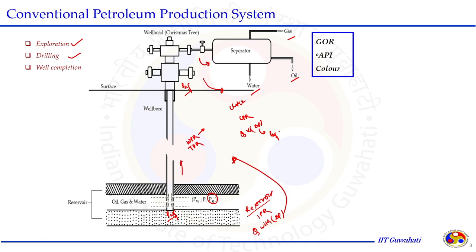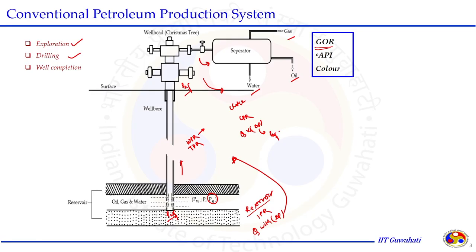The reservoir can be characterized primarily based on the GOR, that is the gas oil ratio. So at the separator, we can separate oil, gas and water. We calculate the volume of the oil and the gas produced. Accordingly, we classify the reservoir. Another parameter is degree API, which is the density of the fluid produced. Based on that, the reservoir can also be classified, like a heavy oil, light oil or medium oil reservoir. And the color is also one of the indications of what type of reservoir it is. There are various ways to classify the reservoir. We will discuss further during this course.